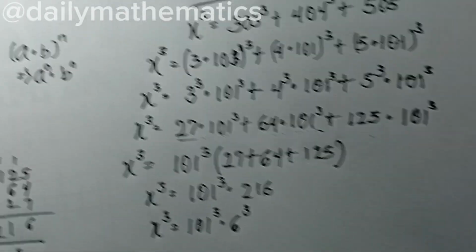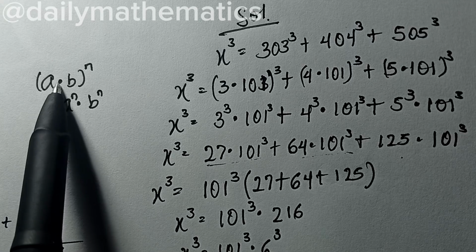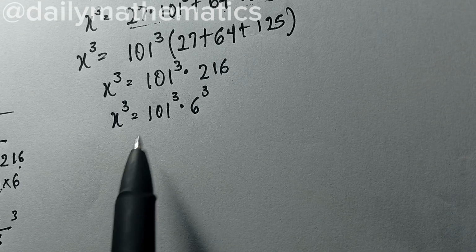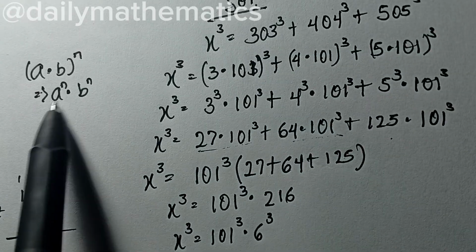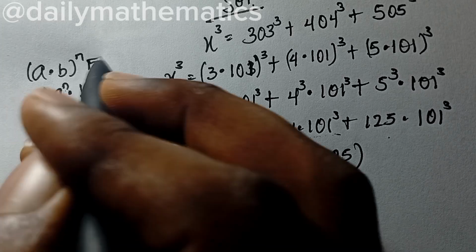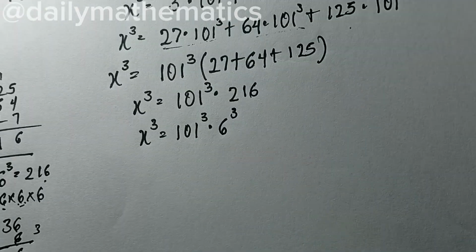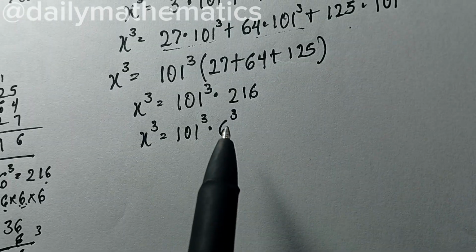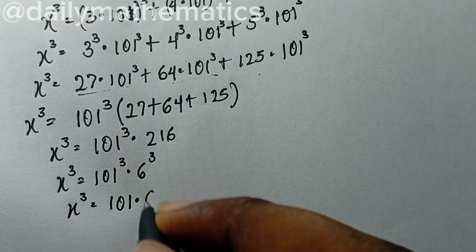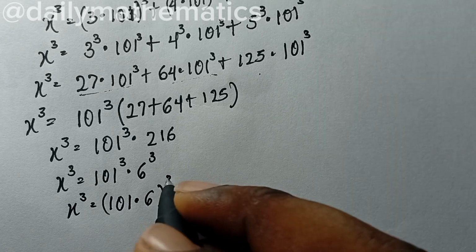And remember this law I wrote here: we have a multiplied by b raised to the power of n equals a raised to the power of n multiplied by b raised to the power of n. It can also be applied here. When we have a raised to the power of n multiplied by b raised to the power of n, it can be shifted back to a times b raised to the power of n. That's what we're going to do here. We have 101 raised to the power of 3 multiplied by 6 raised to the power of 3, so it can be taken back to 101 multiplied by 6 all raised to the power of 3.